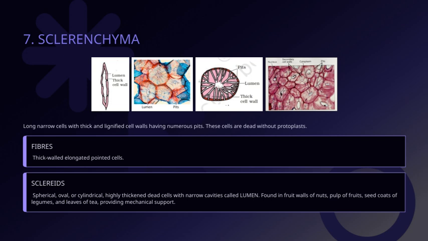All these types of sclerenchyma, sclereids, and fibers, are essential for maintaining the plant's structural integrity, especially in parts that need to withstand physical stresses. Their thickened walls and dead state make them ideal for providing durable support throughout the plant's life.